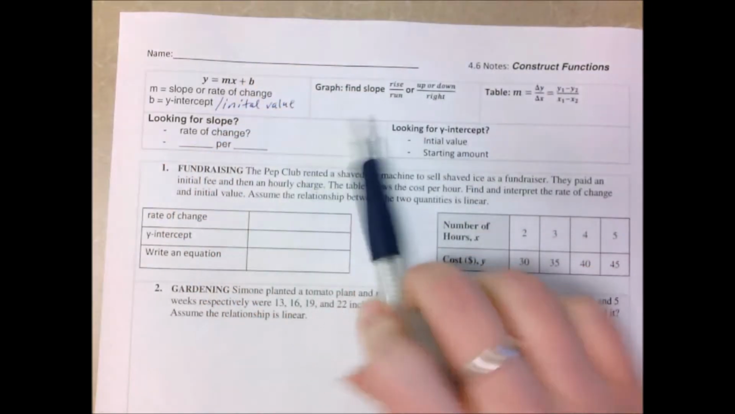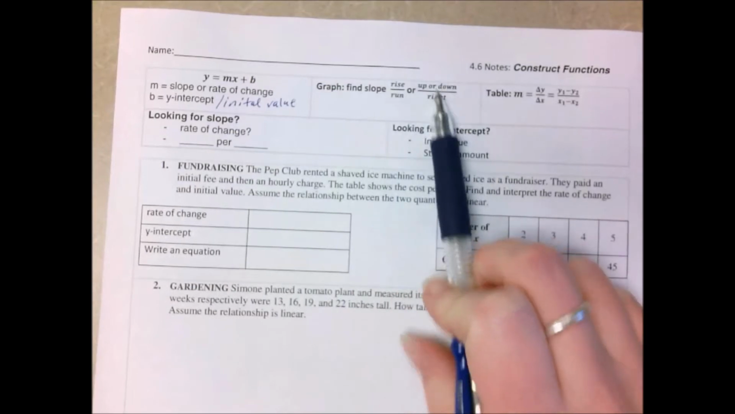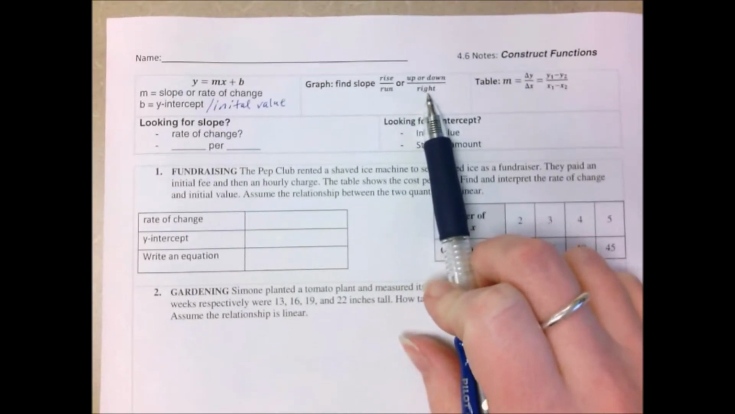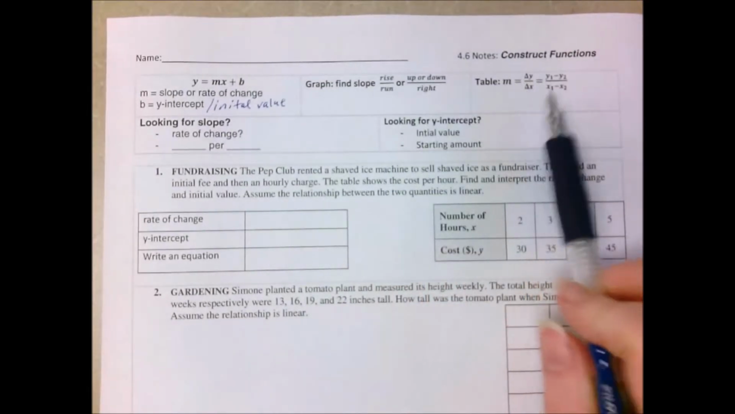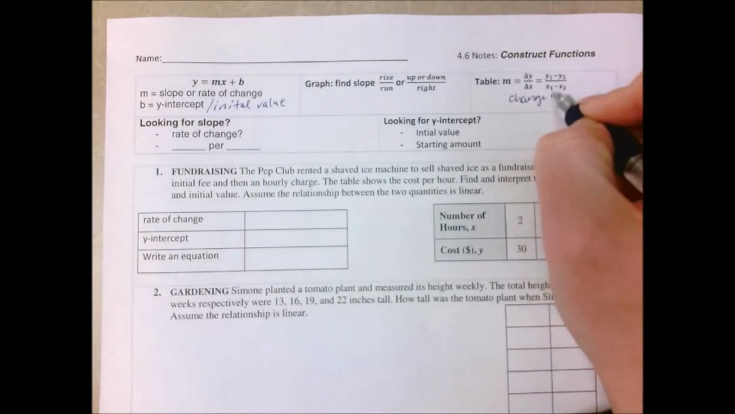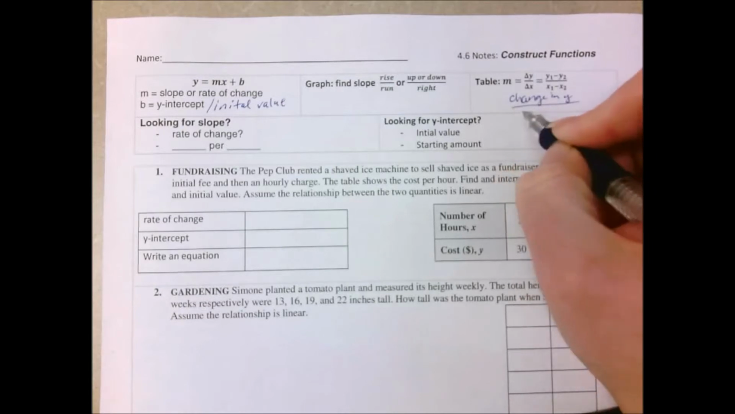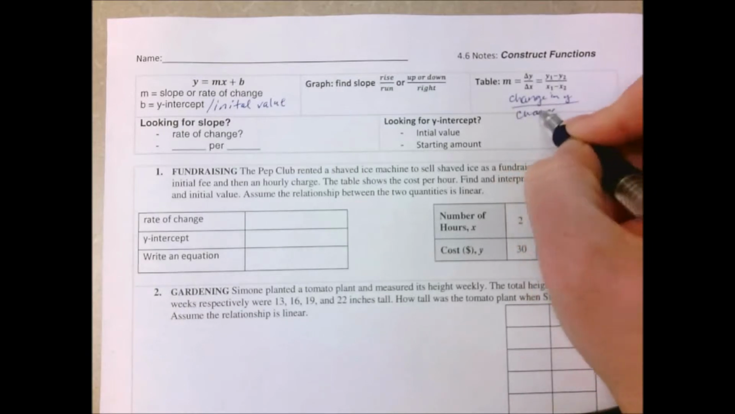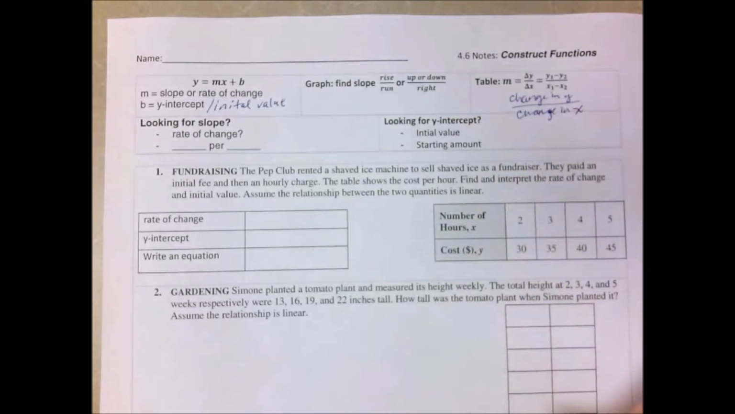If you're looking at a graph, you're looking for the rise over run, or up and down and then off to the right. And if you're in a table, you're looking for the change in y over the change in x, or your slope formula, which is y1 minus y2 over x1 minus x2. The y's are always on the top, the x's are always on the bottom.